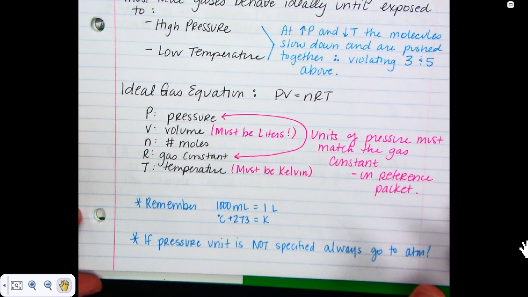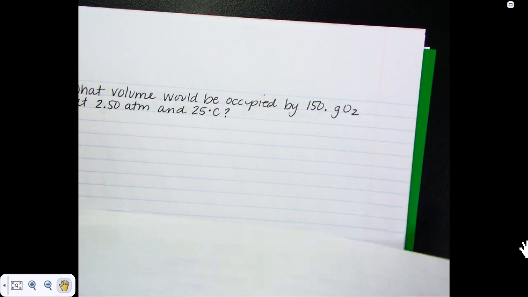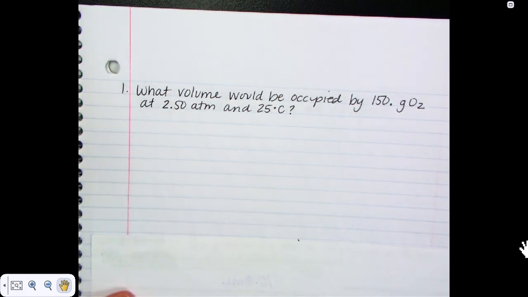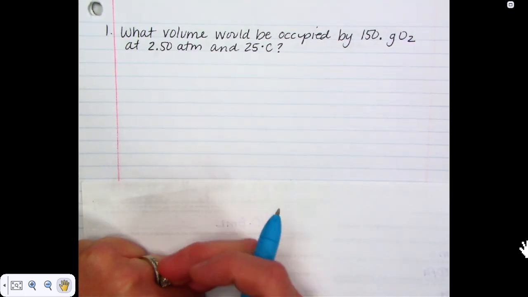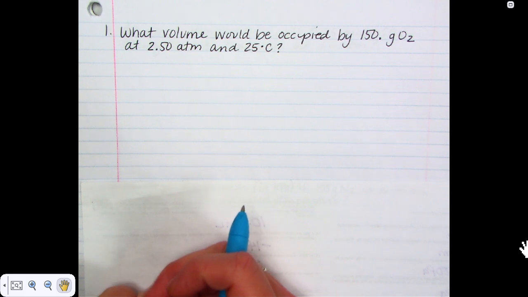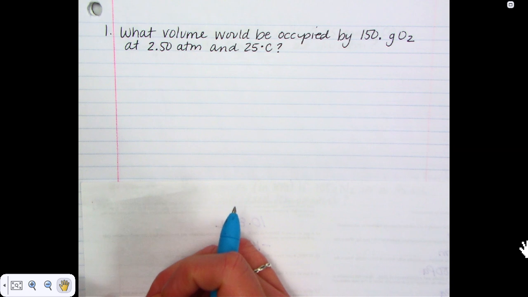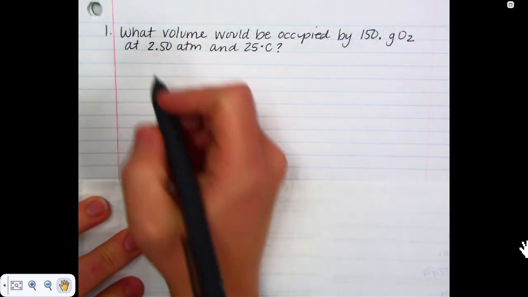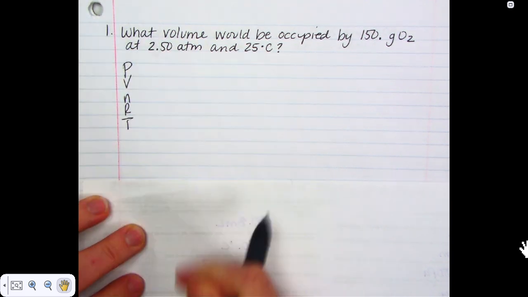All right, so we're going to do 4 examples of calculating with the ideal gas law, and that should be enough to get you through your assignment. The first one: what volume would be occupied by 150 grams of oxygen gas, O2, at 2.50 atmospheres and 25 degrees Celsius? Just like we did the other day with our combined gas law, I find that it's very helpful to make a list.